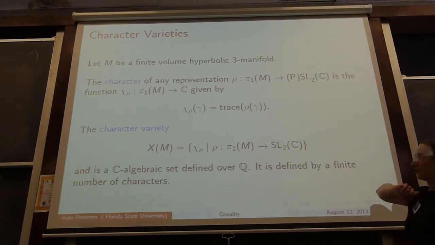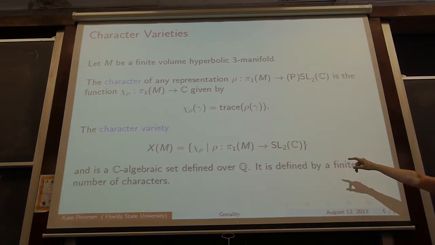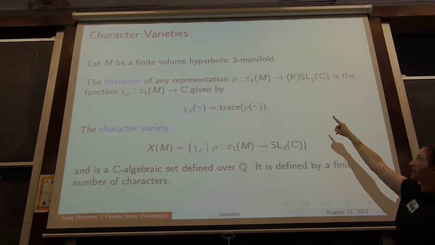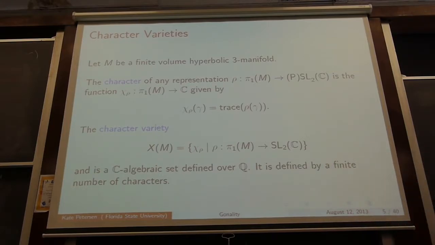And one way to convince yourself it's not horrible is that by trace relations for 2x2 matrices, all of these trace functions are just determined by a finite number of trace functions. So this seems a little bit horrible, but just think about the representations, and in your mind, just mod out by conjugation.